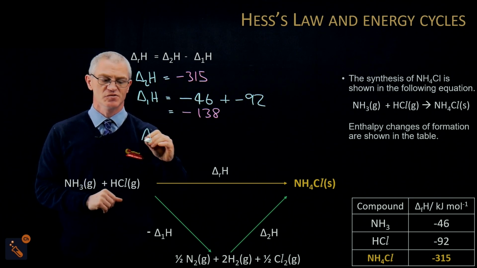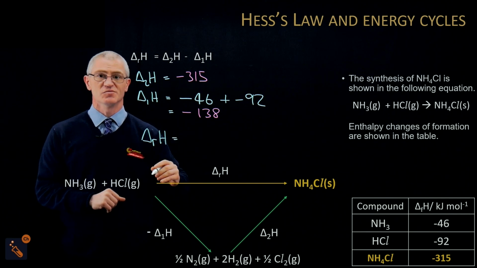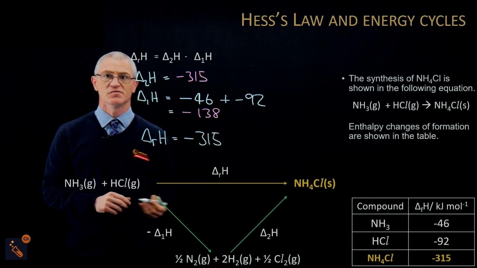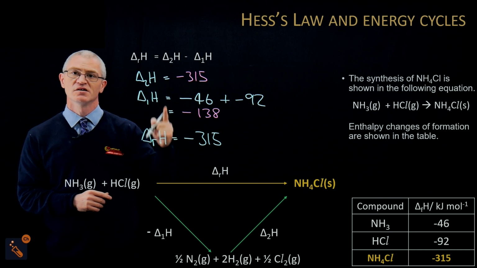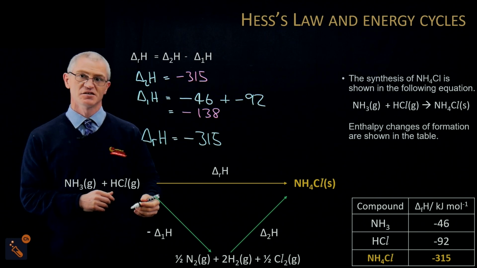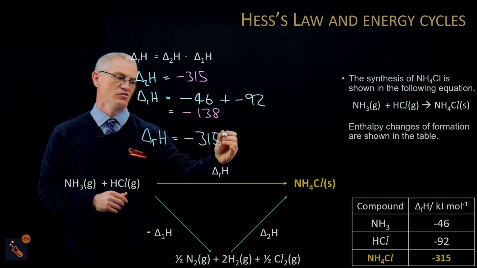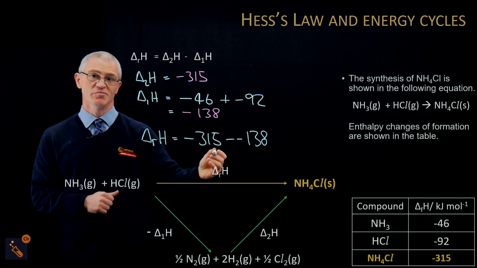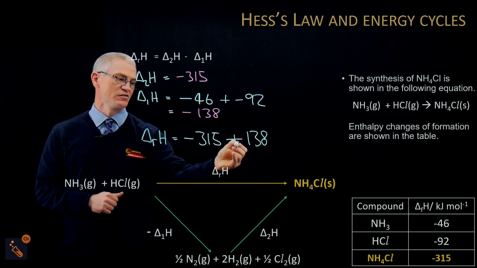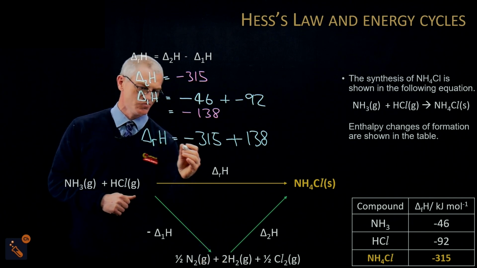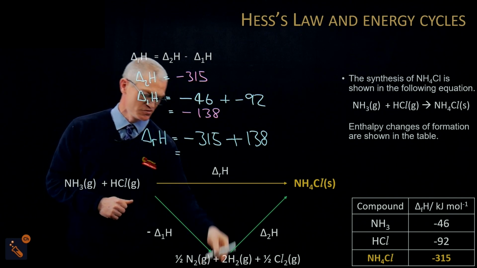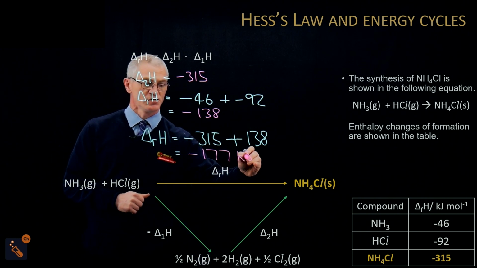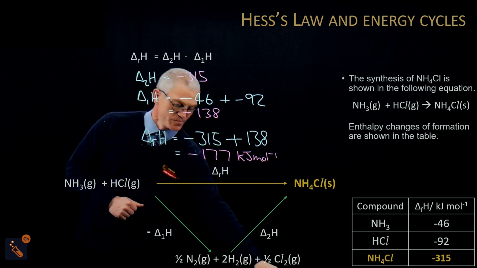So that basically means that R is going to be equal to what 2 is. 2 is minus 315, and 1 is minus 138. But it's in this equation, so minus here, minus 138. And we know a minus is in fact a plus. And so that means in the end we have got minus 177 kilojoules per mole.